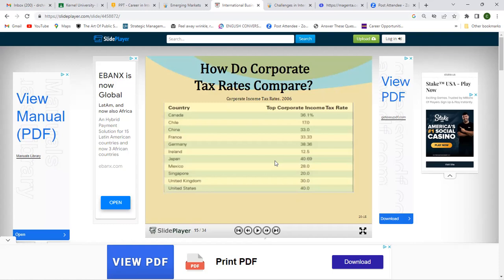How do corporate tax rates compare? We can show right here countries like Canada, Chile, China, France, Germany, Ireland, Japan, Mexico, Singapore, United Kingdom, and United States.